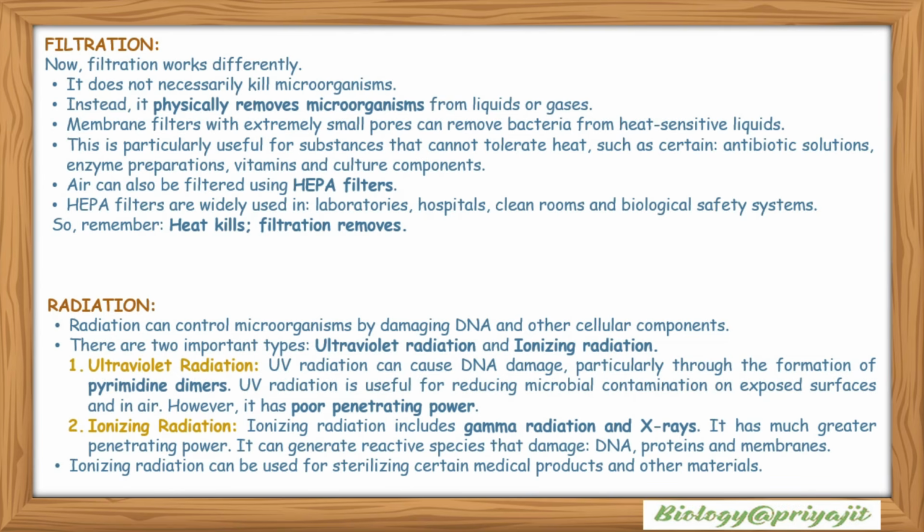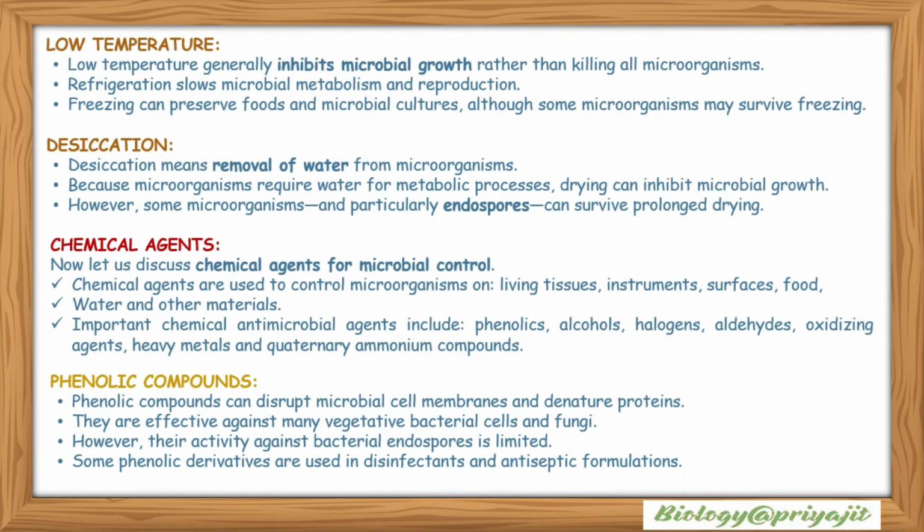Radiation can control microorganisms by damaging DNA and other cellular components. There are two types of radiation: ultraviolet radiation and ionizing radiation. Ultraviolet radiation has poor penetration power, but ionizing radiation has much greater penetration power. It generates reactive species that damage DNA, protein, membrane, etc. Low temperature generally inhibits microbial growth. Desiccation, the removal of water from microorganisms, causes death of the microorganism.